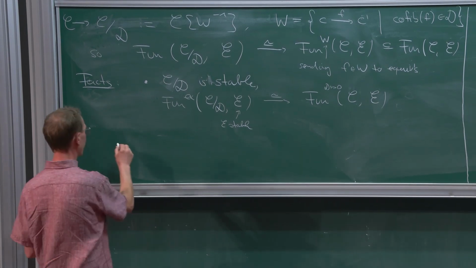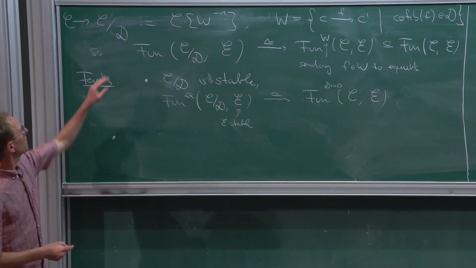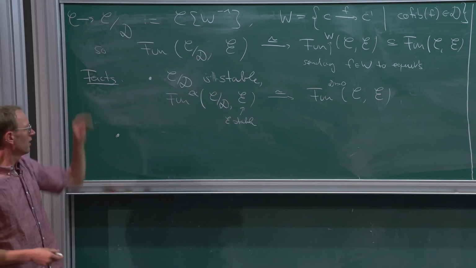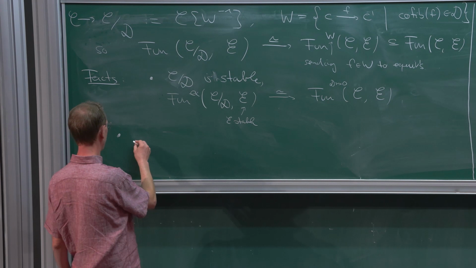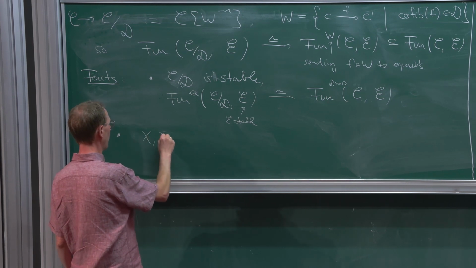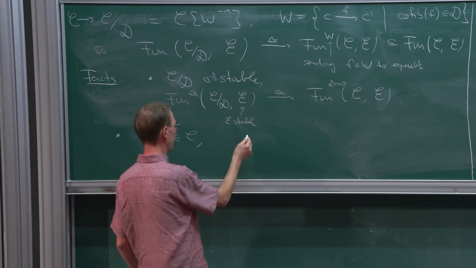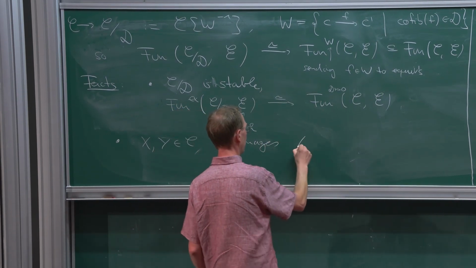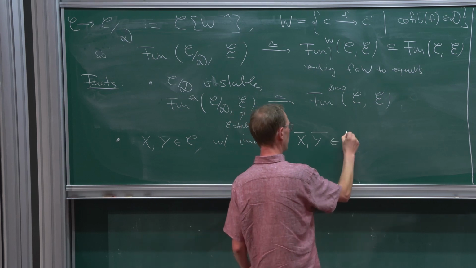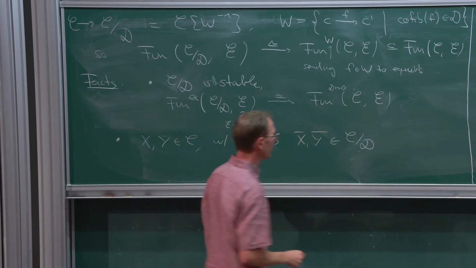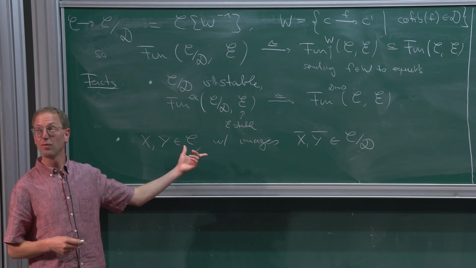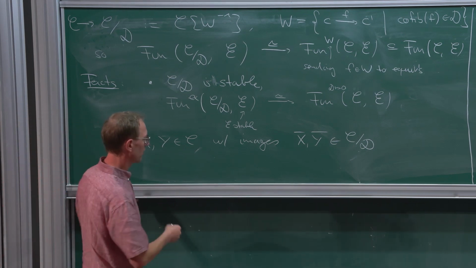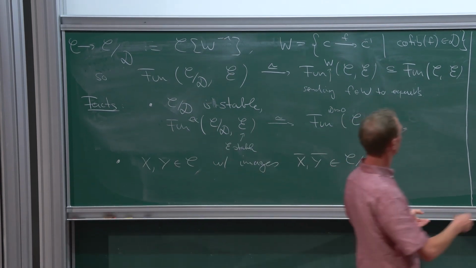Another fact is that you have a quite explicit formula to compute the mapping spaces inside this category. If X and Y are in C, with images X bar and Y bar in the Verdier quotient, then there's a calculus of fractions formula for the mapping spaces in the Verdier quotient. Let me write it here.